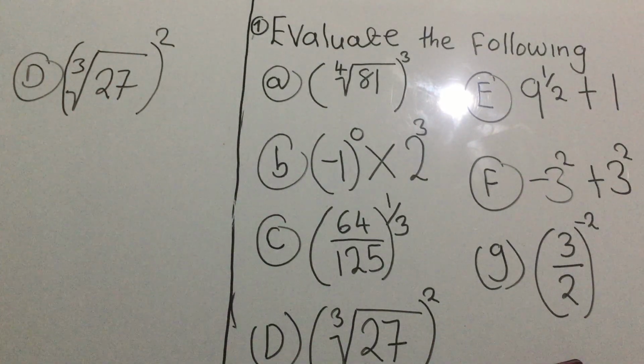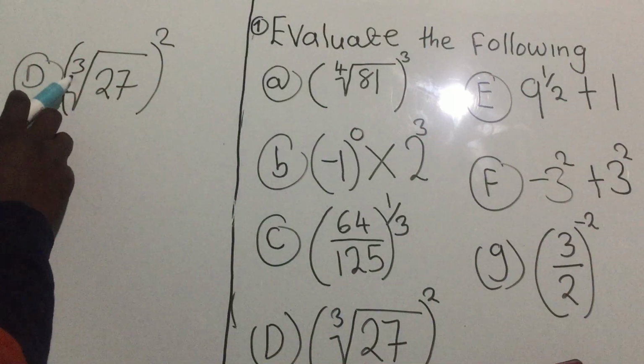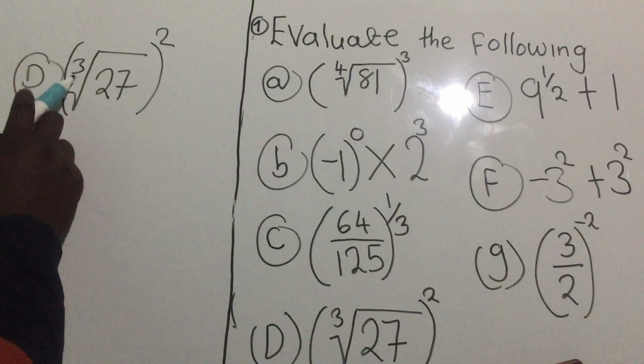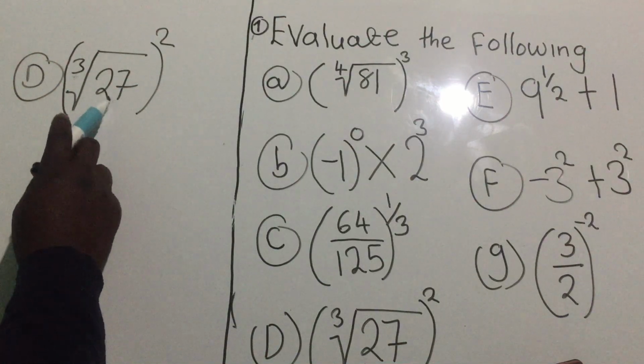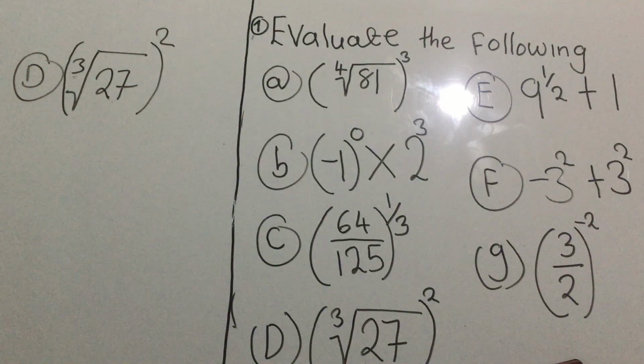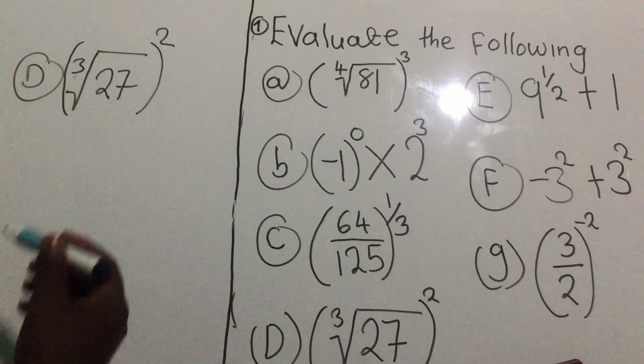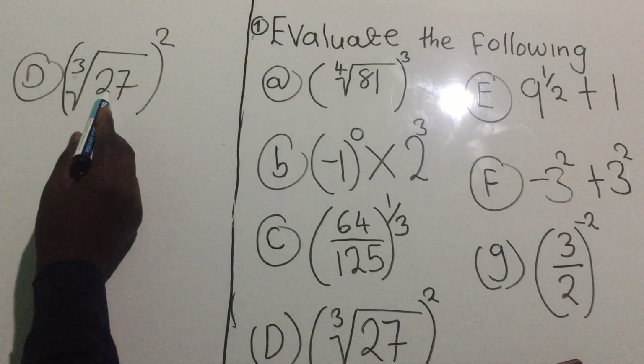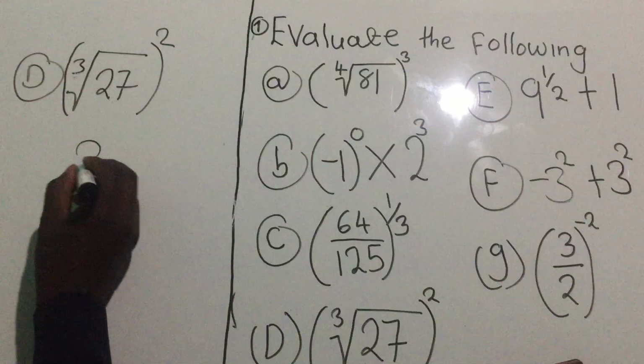This is the question. This 3 is simply asking you, look for the number. When you multiply it 3 times, you should get 27. And you know that if you multiply 3 times, you get what? 27. So we know that the number that when you multiply it 3 times, we get 27, we know that it's 3.